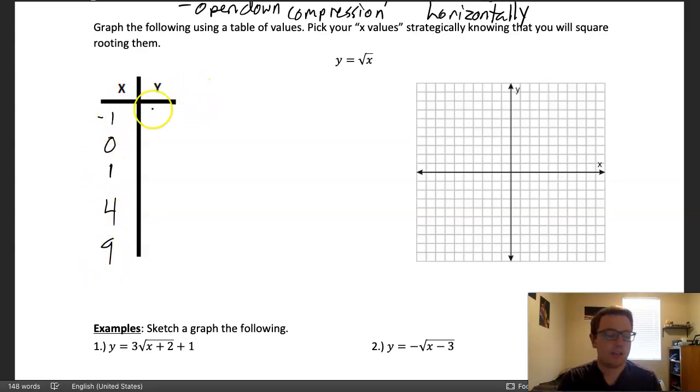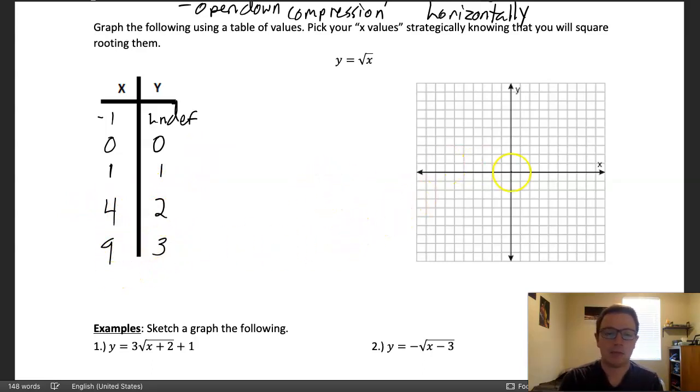Okay, let's figure out what our y values are. The square root of -1 is undefined. The square root of 0 is going to be 0. The square root of 1 is going to be 1. Right, we're just dealing with the positive values, not the negative ones. Square root of 4 is 2. Square root of 9 is 3.